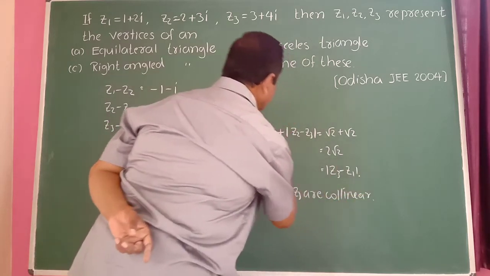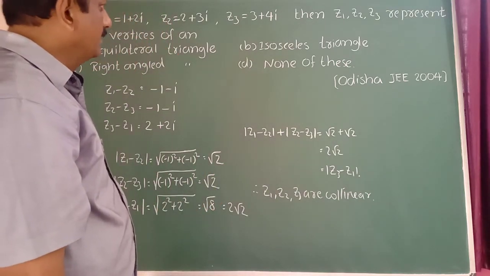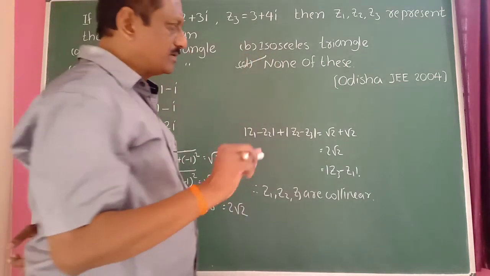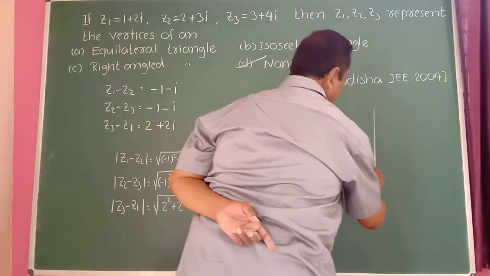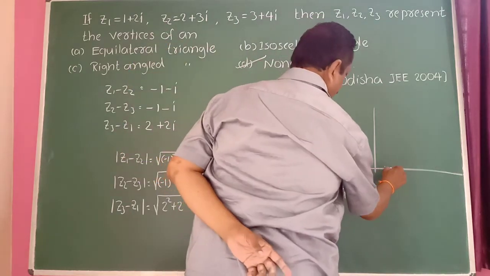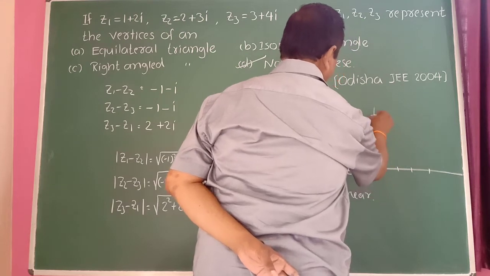If this condition is satisfied, then the three complex numbers are collinear. Yes, so D is the correct option here. Suppose you draw the graph here, just observe. Here 1, 2, 3 are there. So here 1, 2, 3, 4.